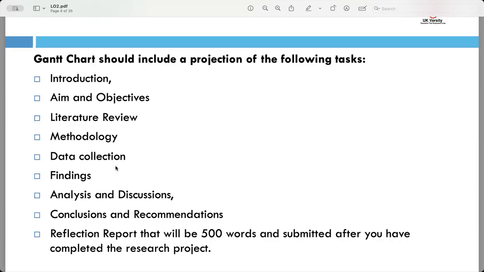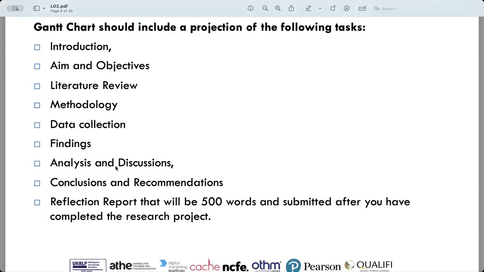Allocate time for writing up your findings. Then move on to analysis and discussion, where you explain what your findings mean. Plan when you'll complete your conclusions and recommendations. Finally, allow time after your main project to complete the reflection report, which is an approximately 500 word summary of what you learned from the entire process.